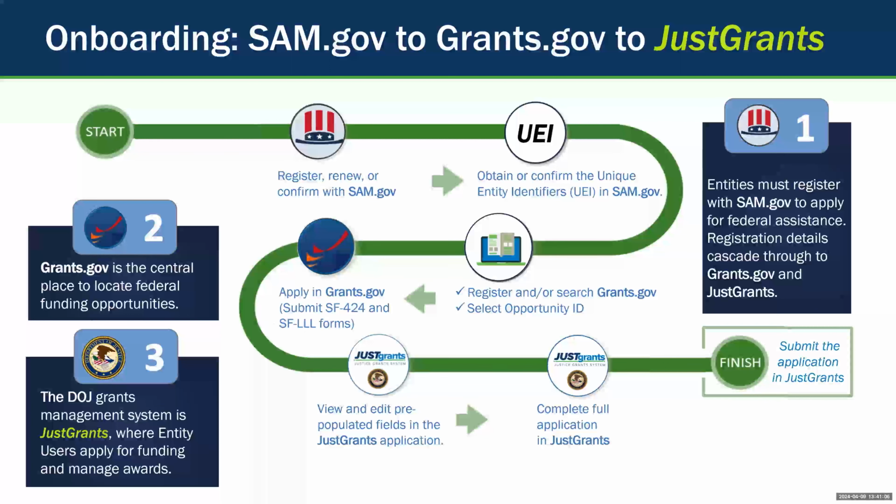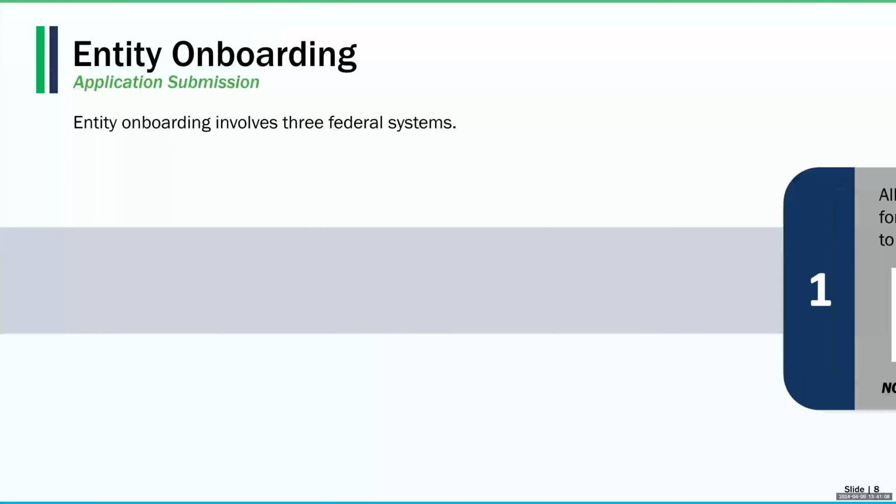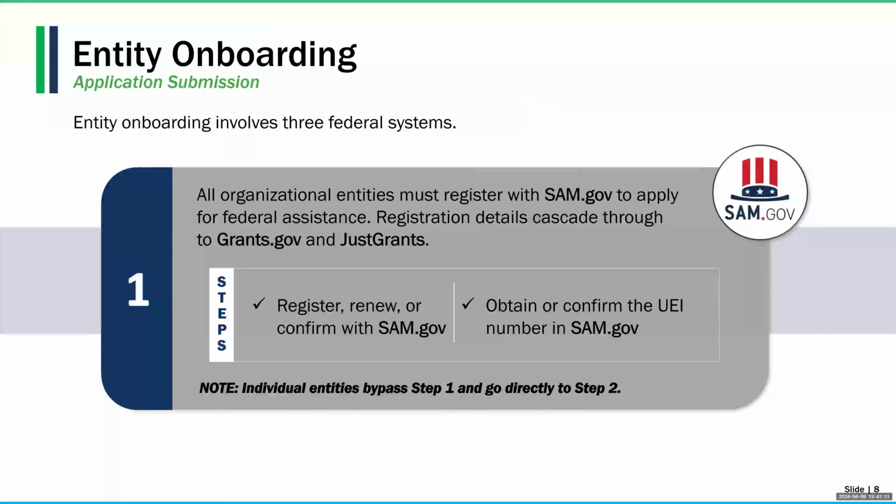Now, we're going to review some of this a little later, but we're going to go through this process really quickly. As mentioned, the initial entity administrator in Just Grants is automatically assigned to the individual that's listed as your eBiz point of contact in SAM.gov. Your entity information, such as the UEI, the legal name, the address, and doing business as name, is stored in SAM.gov, but during the application process, it flows from SAM.gov through grants.gov and populates your entity's profile in Just Grants.